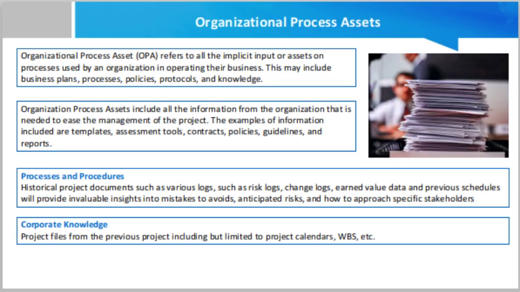Organizational process assets include all the information from the organization that is needed to ease the management of the project. Examples of information included are templates, assessment tools, contracts, policies, guidelines, and reports. These records are fundamental during business planning regardless of the nature and length of your project. It could highly improve project management. OPA is flexible. You may constantly update the OPA should there be any improvisations done while executing your project.